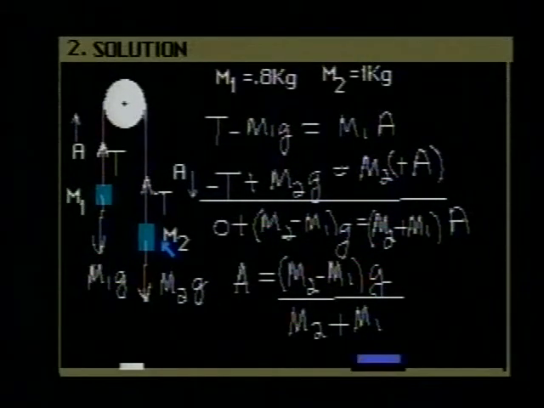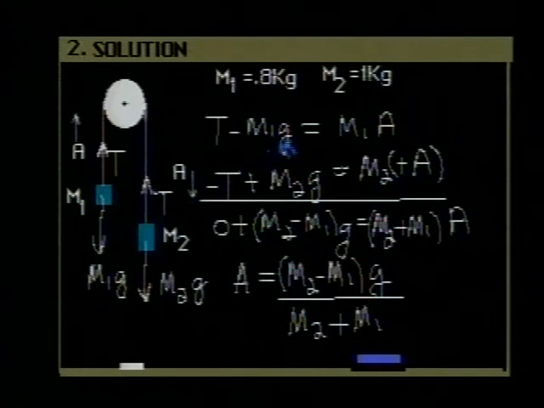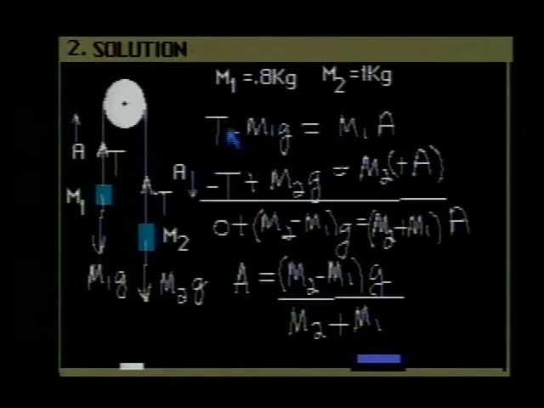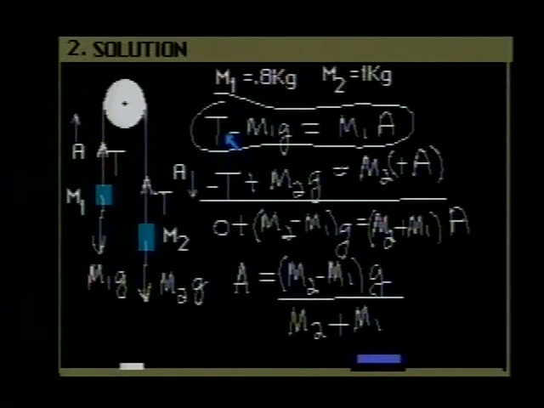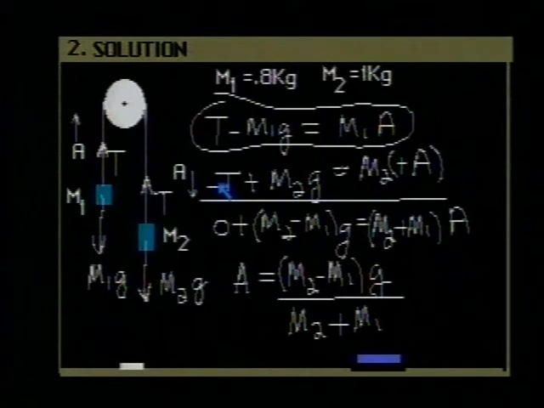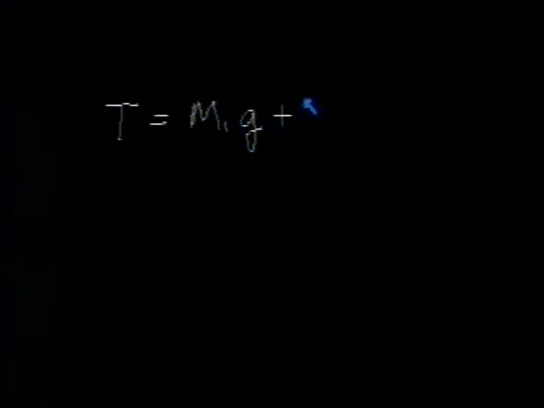In part B, we're asked for the tension in the cord. We can use either of these equations to find the tension in the cord. Yet let's use the first equation here and solve it for T. Getting a little space, we can then write T is equal to M1g plus M1 times A.